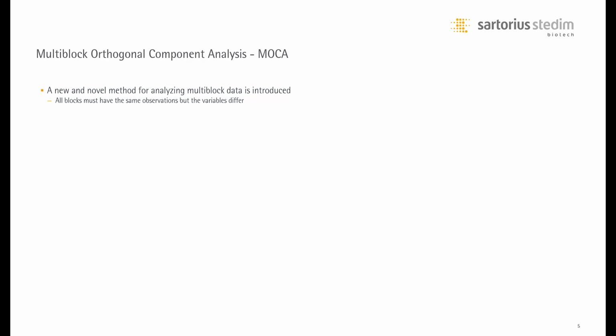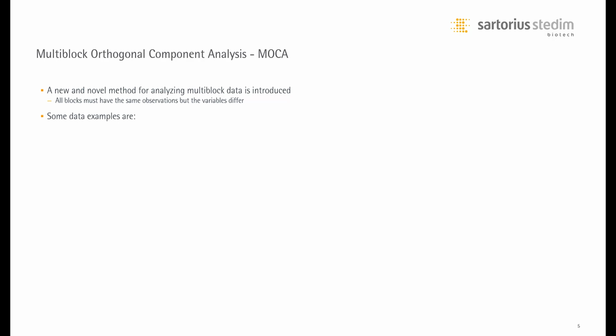But it only works for systems where all the data blocks have the same observations but different variables. This is a situation not uncommon in many disciplines, and the traditional way to analyze such multi-block systems is by using an array of models. But with MOCA, you only need one model.